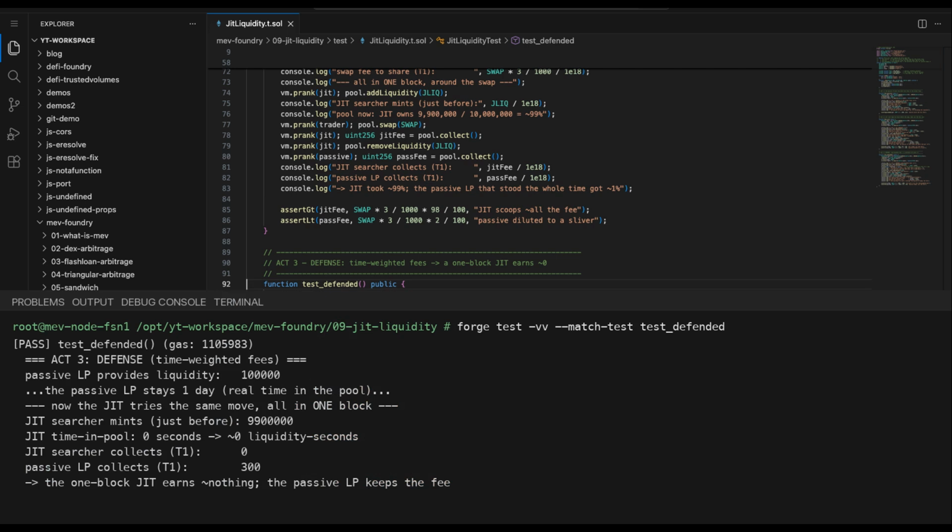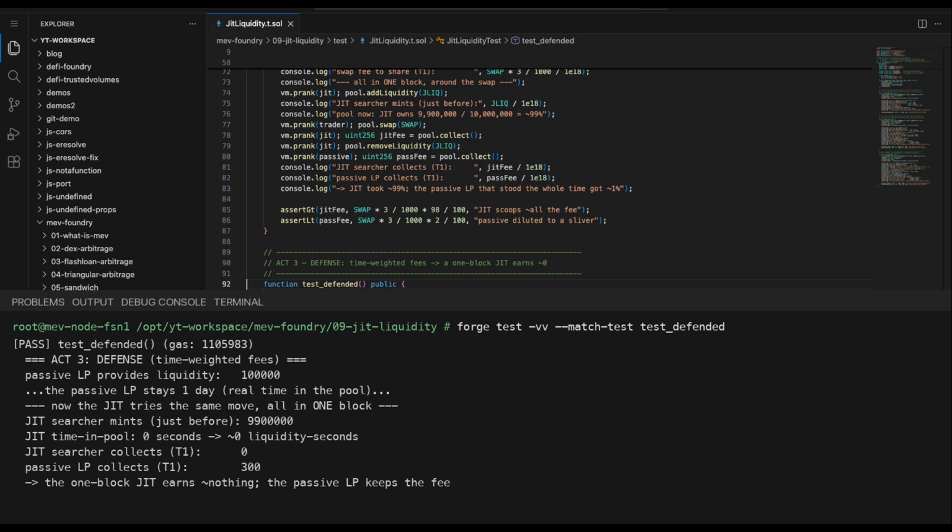Run it. The passive LP provides liquidity and stays in the pool for a day of real time. Then the searcher mints its position and runs the identical move. But now its time in the pool is 0, so its liquidity seconds are 0. The JIT searcher collects 0, nothing at all, and the passive LP keeps the whole fee, 300. Same searcher, same move, and time waiting shuts it down completely.